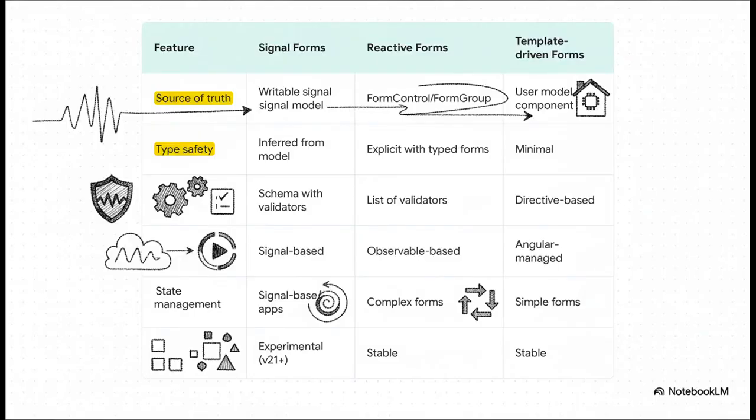Now, this table right here, this is basically our cheat sheet for this whole explainer. Let's focus on that top row, source of truth. This one line, it changes everything. With Signal Forms, your data model is a signal. With Reactive Forms, these special form control objects hold all the state internally. And with template-driven, you're binding right to properties on your component. This one decision completely dictates how you'll handle things like type safety and validation. Keep this table in mind, we'll be coming back to it.